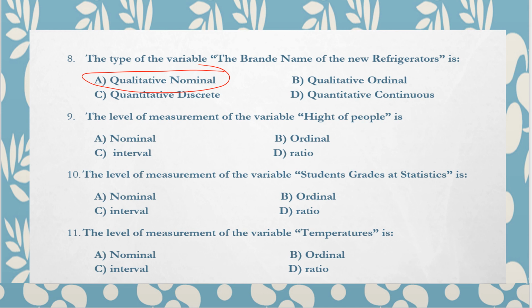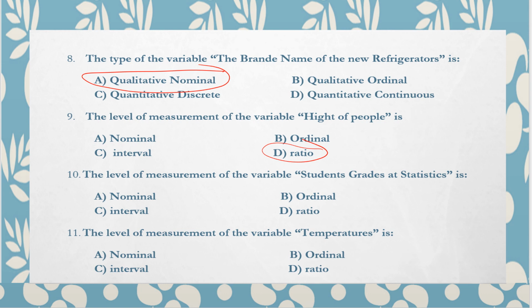Question 9. The level of measurement of the variable height of people. The height of the people is a continuous data, and we can make mathematical operations in it, and 0 means the absence of the height. So the level of measurement of this variable is the ratio level, and the correct answer is D.